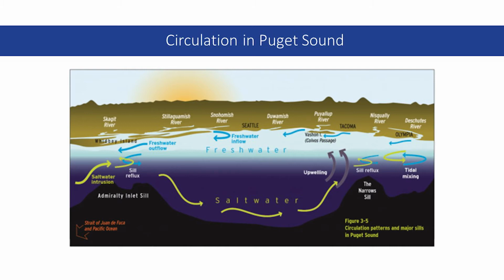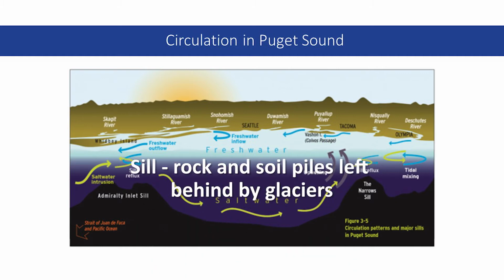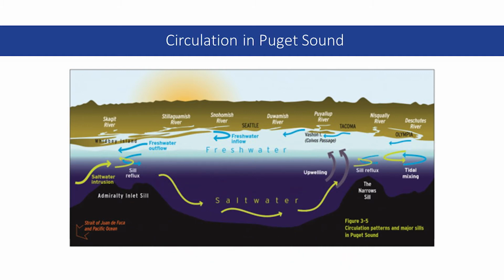The Puget Sound is very deep because it was carved out by glaciers. Glaciers pushed around piles of rock and soil. Some of the rock and soil is left on the bottom of the sound, which are called sills. There are 3 major sills in the Puget Sound: Admiralty Inlet, Tacoma Narrows, and Hood Canal Mouth.